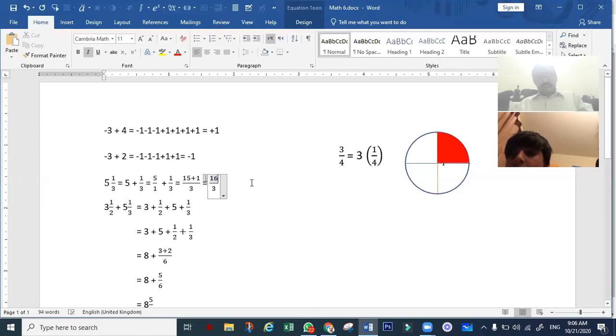It is 16. Now if you divide 16 by 3, how many times does it go? 5 times. We can write 16 over 3 like 5 whole 1 upon 3.